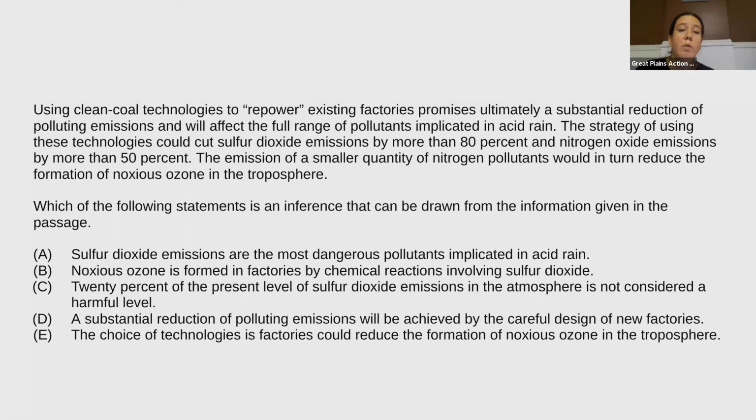All right, so which of the following statements is an inference that can be drawn from the information given in the passage? A, sulfur dioxide emissions are the most dangerous pollutants implicated in acid rain. Didn't say that. B, noxious ozone is formed in factories by chemical reactions involving sulfur dioxide. We've not learned that. C, 20% of the present level of sulfur dioxide emissions in the atmosphere is not considered a harmful level. Didn't say that.